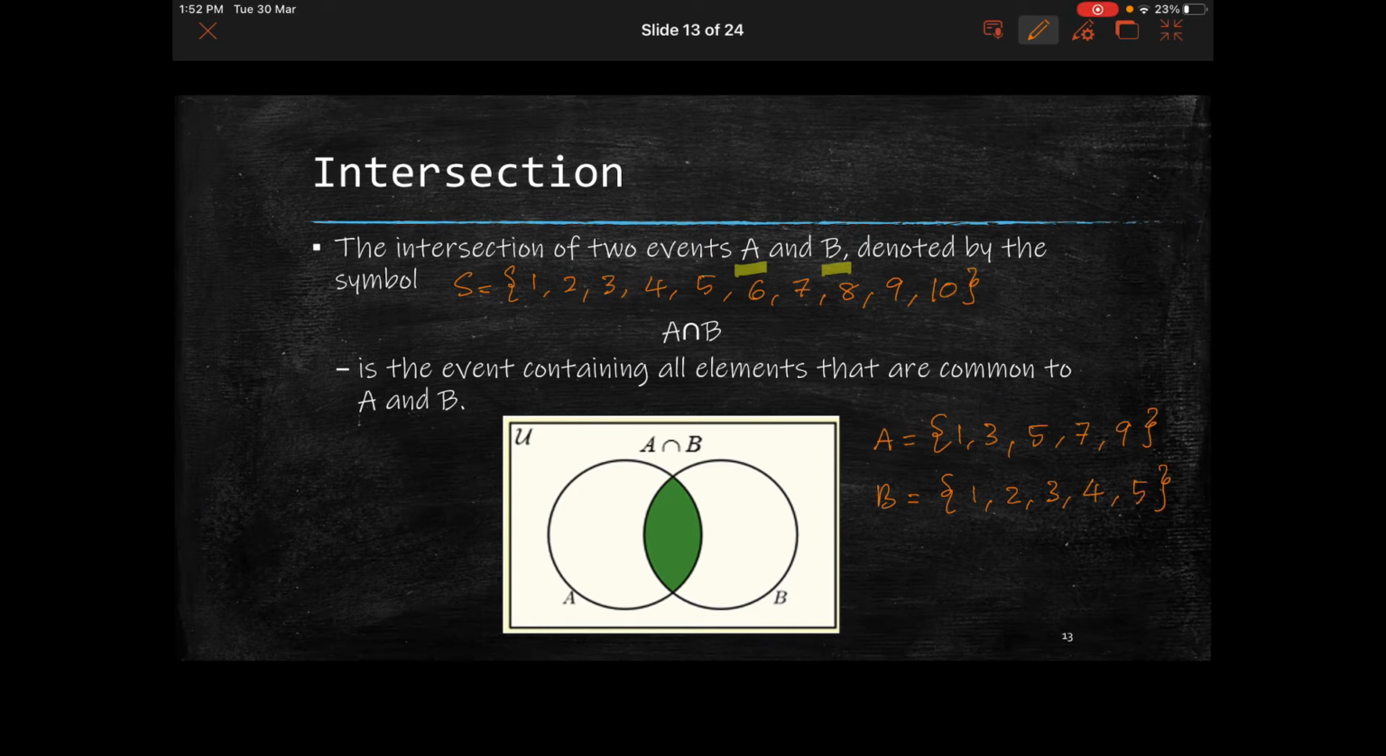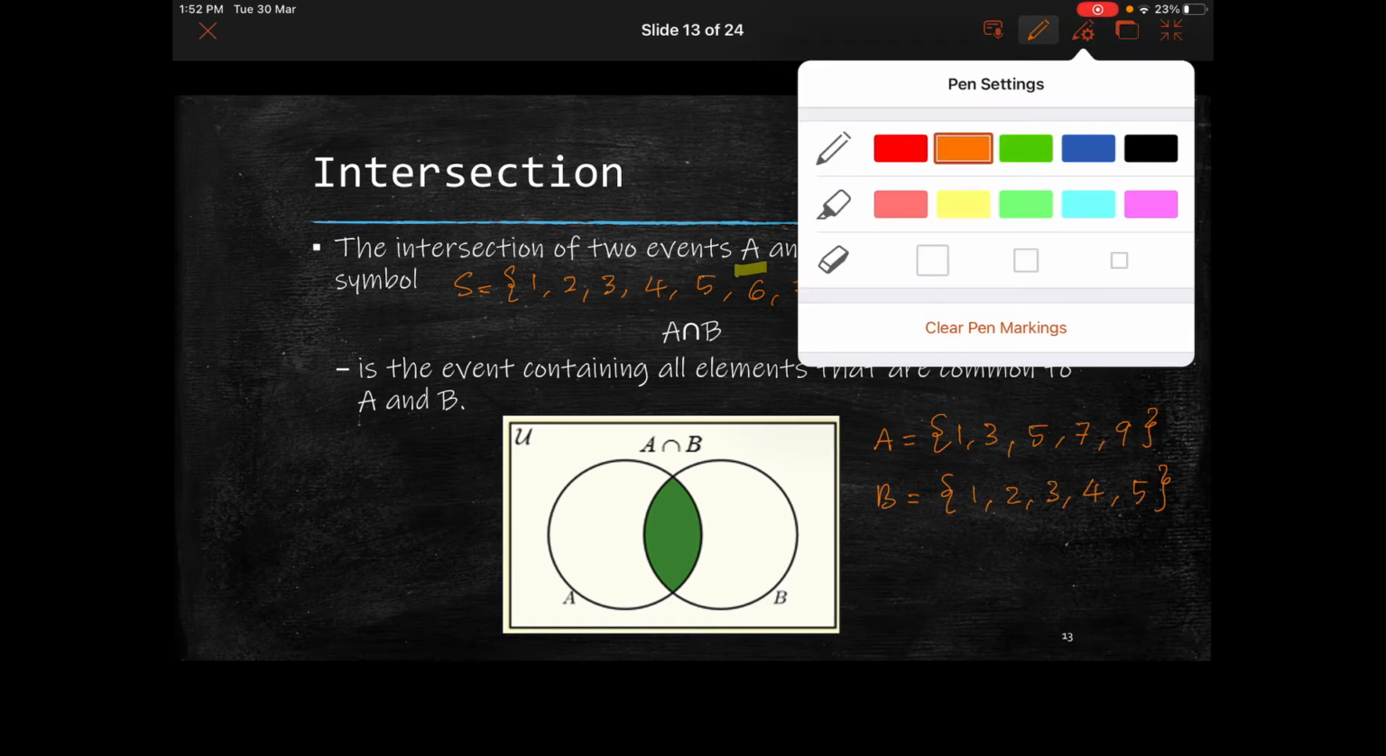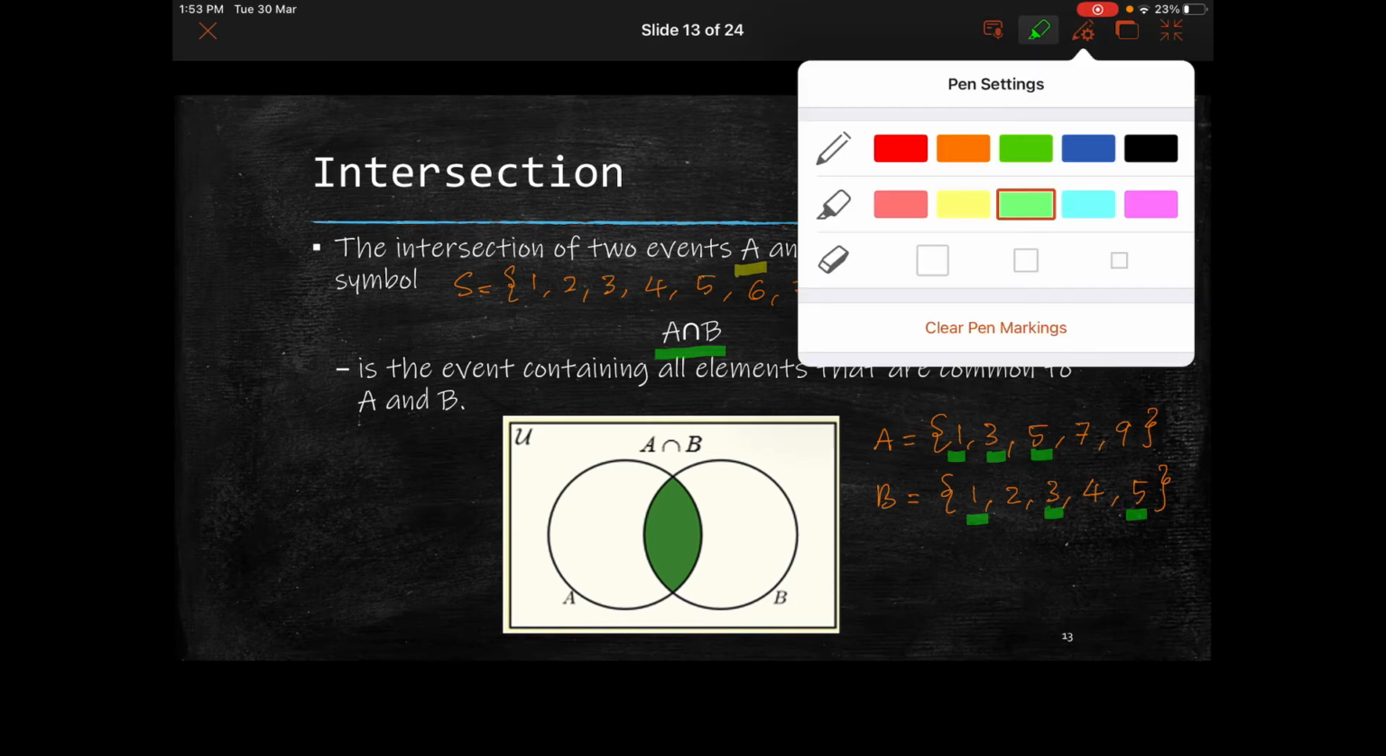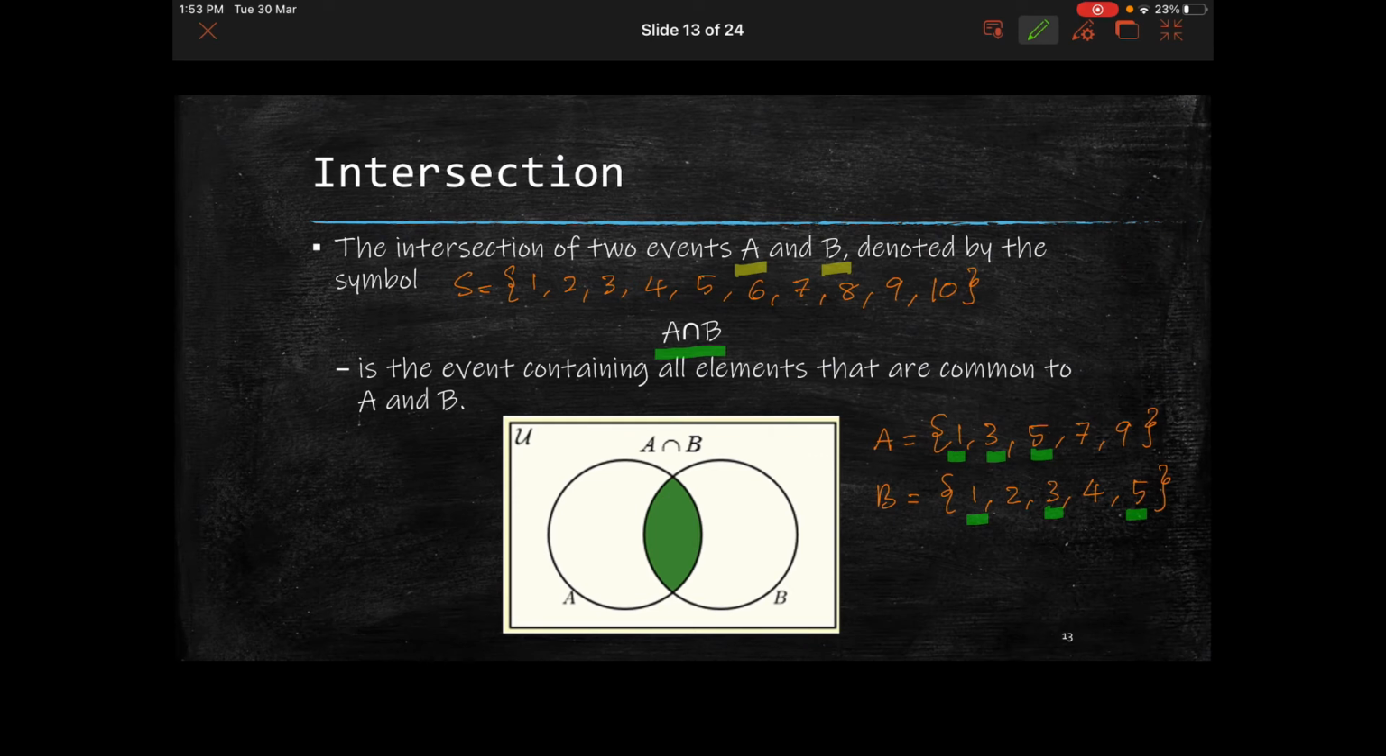So, the intersection are the 3 numbers which are common to both, denoted by A intersection B, which is 1, 3, and 5 here. So, inside we have 1, 3, and 5.